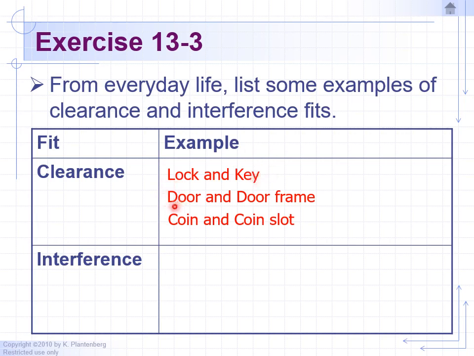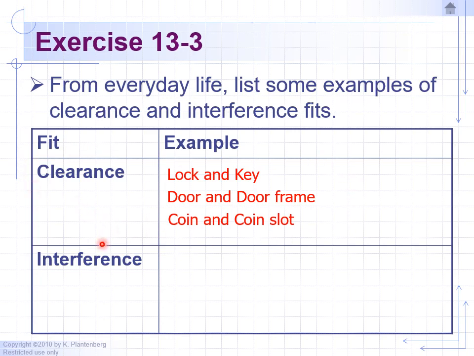When you open the door, you want the door to be slightly smaller than the door frame. The door frame is the hole. You don't want a door that's larger, or else it'll get jammed in the door frame. Another good example is a coin to a slot. You always want the slot to be larger than the coin, so there's always guaranteed clearance in these items.